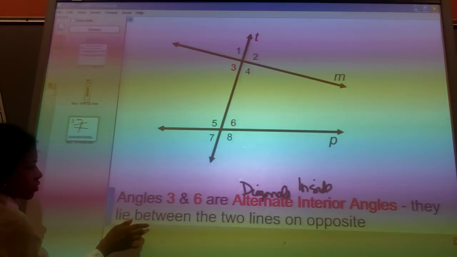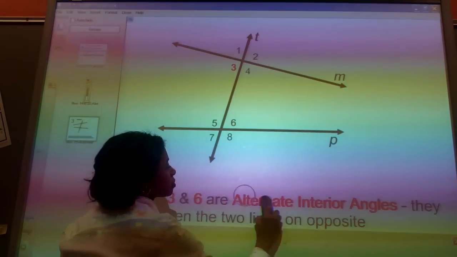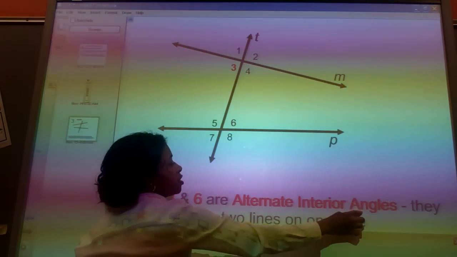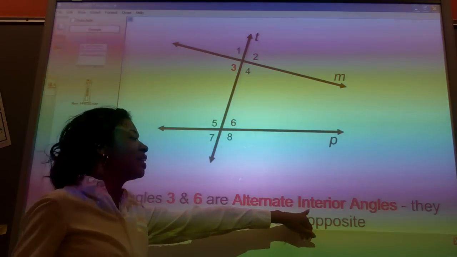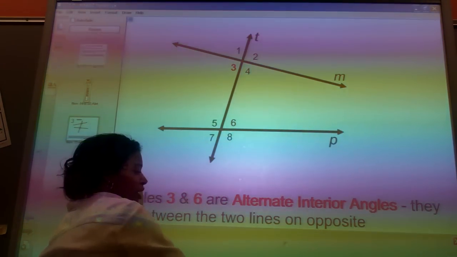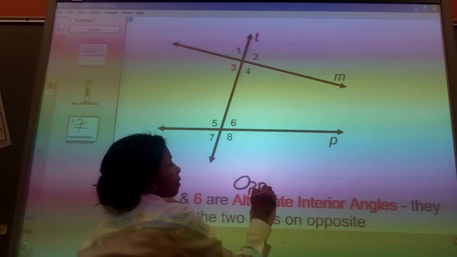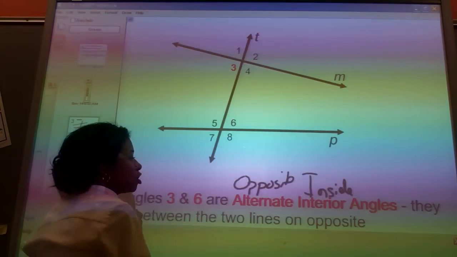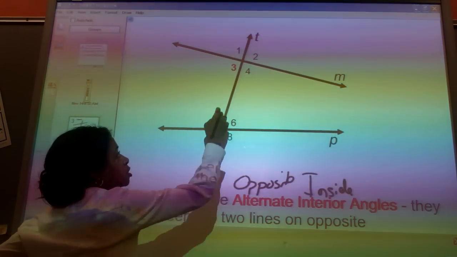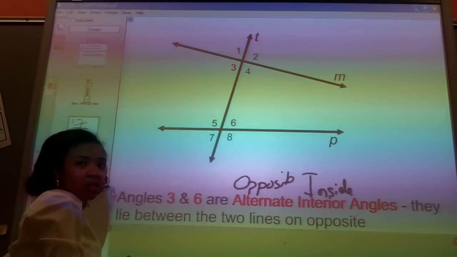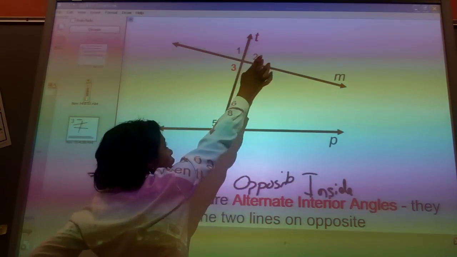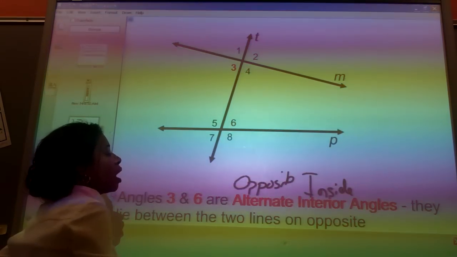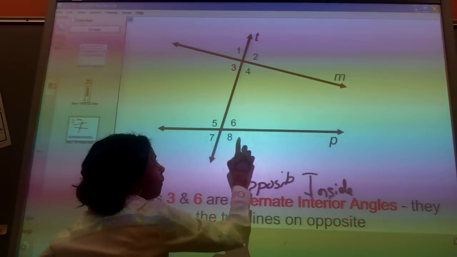Looking at this transversal cut, angles 3 and 6, because I'm looking at alternate interior. So opposite inside, you need to know the word. Interior is your inside. So I want the opposite inside this time. The question is, if I'm looking at interior, what am I talking about? I'm only talking about 3, 4, 5, and 6. They're on the inside. I cannot be talking about 1, 2, 7, and 8 because those are on the outside or the exterior. And when I use the word alternate, I mean opposite.